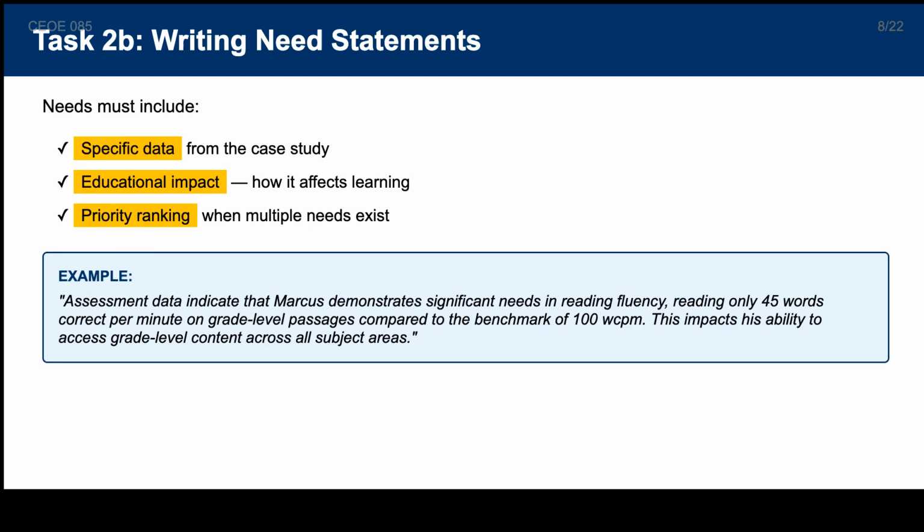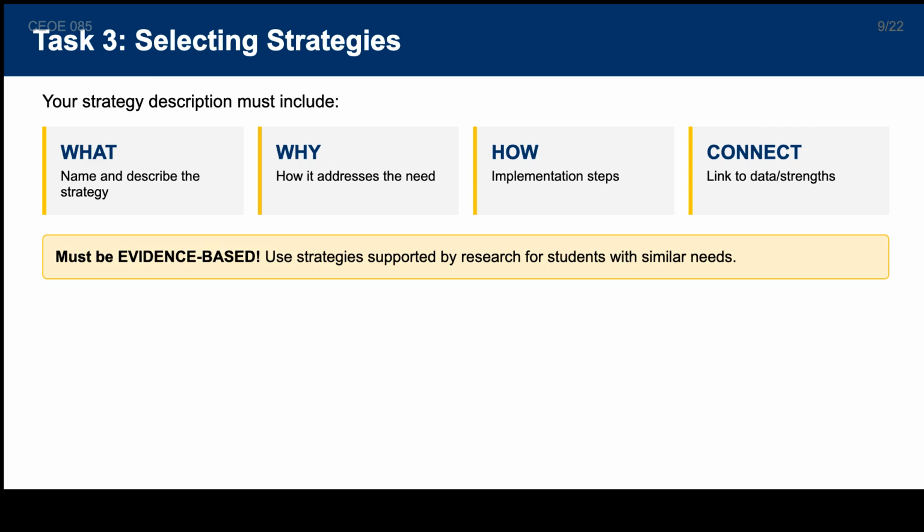For Task 3, you recommend strategies. Every strategy description needs 4 components. What? Name and describe the strategy. Why? Explain how it addresses the identified need. How? Describe key implementation steps. And connect. Link the strategy to the assessment data and student strengths. Critical point. Strategies must be evidence-based. Use approaches that research supports for students with similar needs. Don't make up strategies. Use established methods like repeated reading, explicit instruction, or the CRA approach for math.